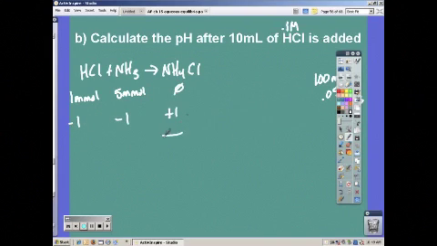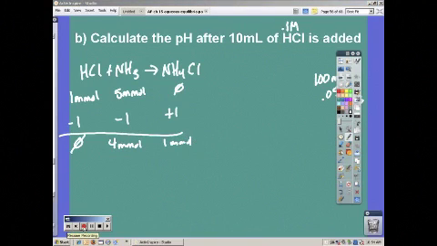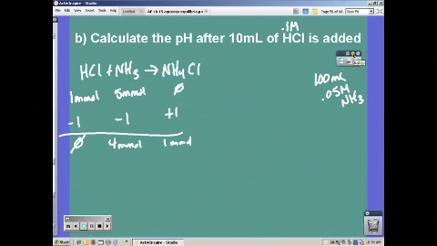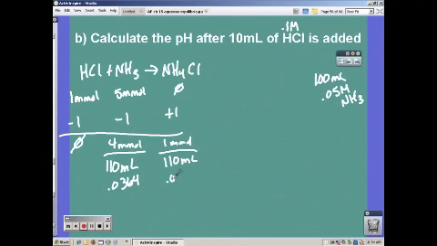We had 10 milliliters times 0.1 gives us 1 millimole, and 100 times 0.05 gives us 5 millimoles. React it and then divide by total volume, which was 100 plus 10, or 110 milliliters. So we get our molarities 0.0364 and 0.009. And we're left with a buffer.